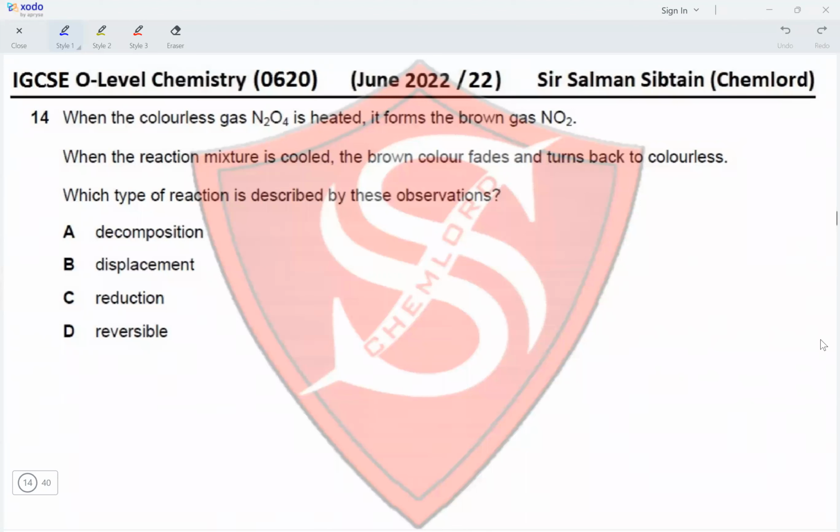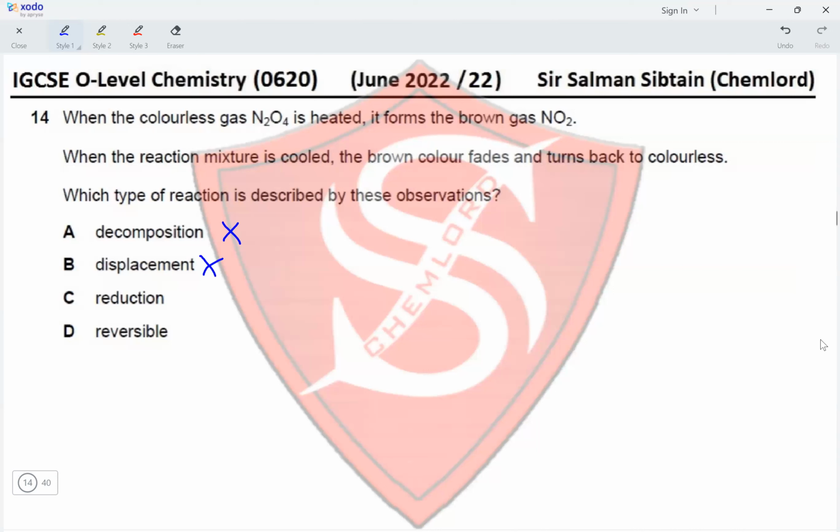Question 14. When the colorless gas N2O4 is heated, it forms the brown gas NO2. When the reaction mixture is cooled, the brown color fades and turns back to colorless. Which type of reaction is described by these observations? Decomposition? No. If it was decomposition, then only the brown gas would have remained and it would not have returned to the colorless gas. Displacement? No. There is no other reactant involved. There is a single reactant and a single product.